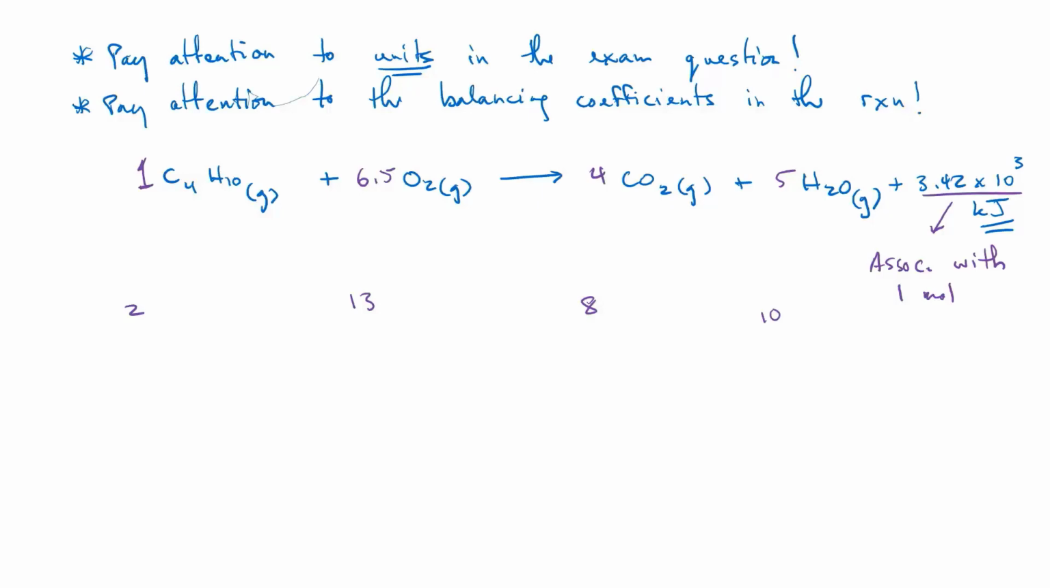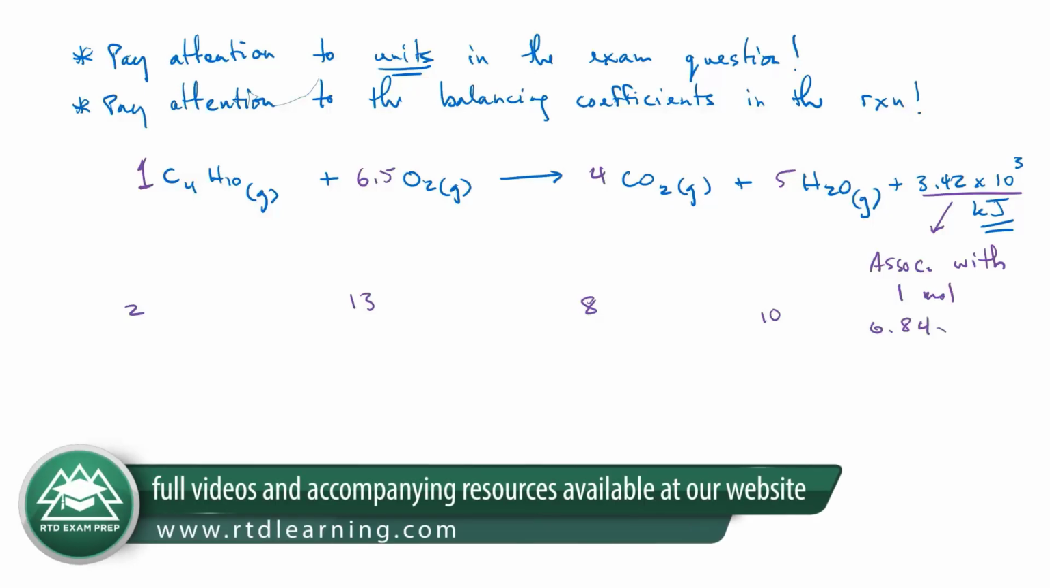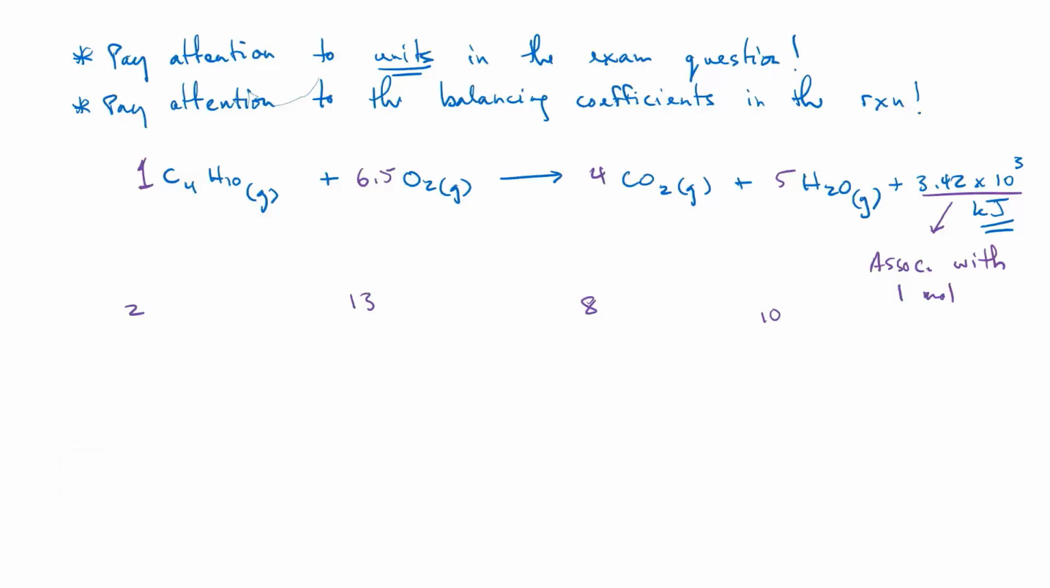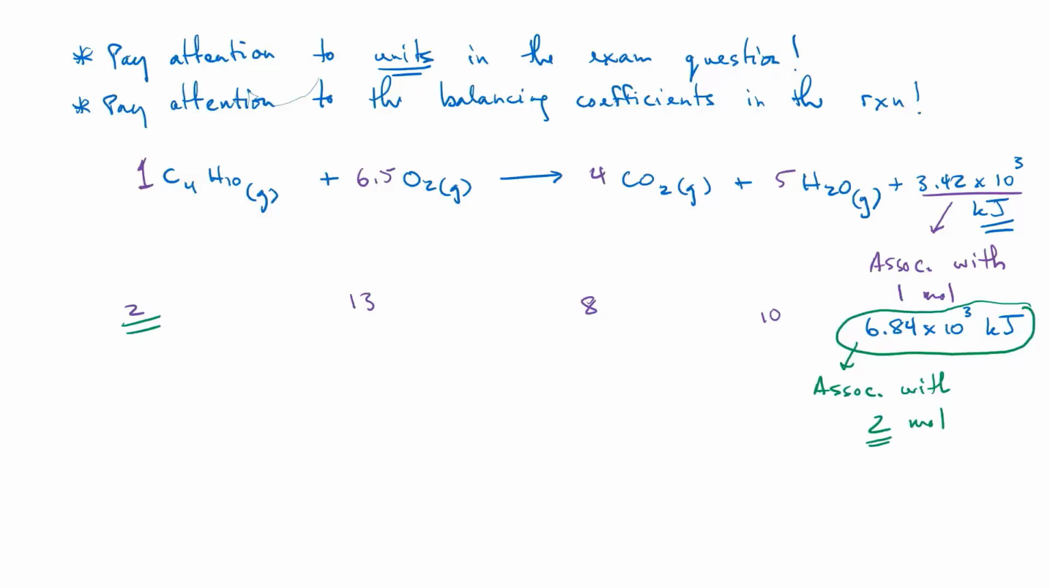If this here is the energy amount that goes with 1 mole, what's going to happen is that if I double all the balancing coefficients, the energy associated with this chemical reaction is going to double because all the balancing coefficients doubled. This energy amount is going to double. And the reason why is because this here is associated with 2 moles, because we doubled the balancing coefficients.